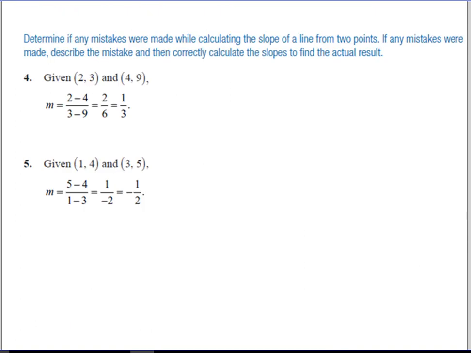Let's take a look at some math that they gave us and see what, if any, mistakes they made, and we'll fix them if they're wrong. So we have (2, 3) and (4, 9) as our 2 ordered pairs. So notice no graphs are given. We have to rely on our math skills to get the slopes. We can't just look and count.